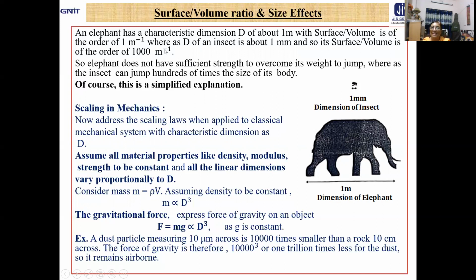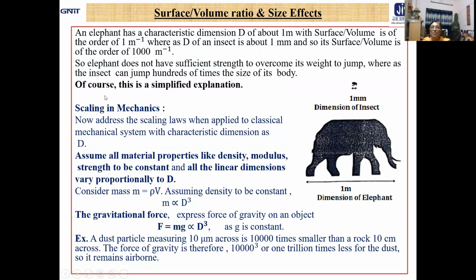It appears like that. Definitely, it is a simplified explanation, but it gives you the idea that a bigger size animal does not mean that it is strong enough in all aspects compared to a small insect, so far as this idea of surface to volume ratio and size effect in the small scale range is concerned. I hope you are understanding, isn't that?